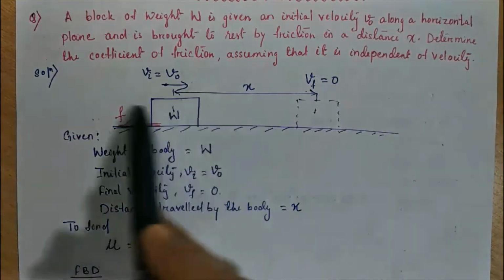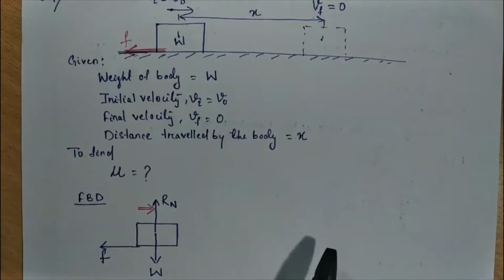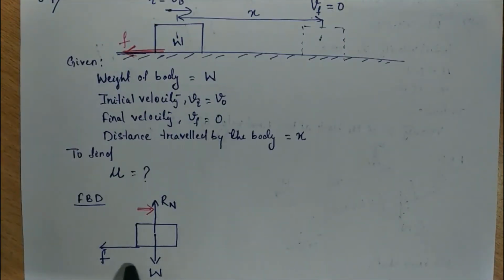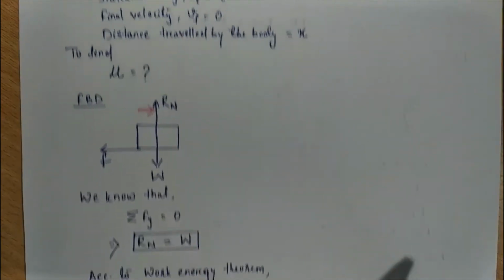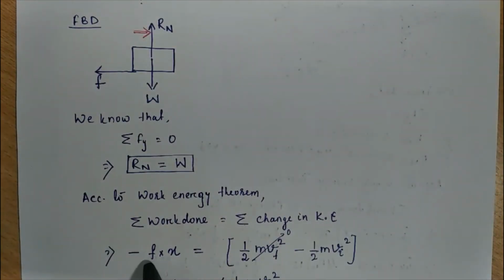So along the horizontal plane, how many forces are there? That is only F. So this F is considered to calculate the work done, right? So force into displacement is work done. So here we consider the force into displacement. But see, here I have given one negative sign.